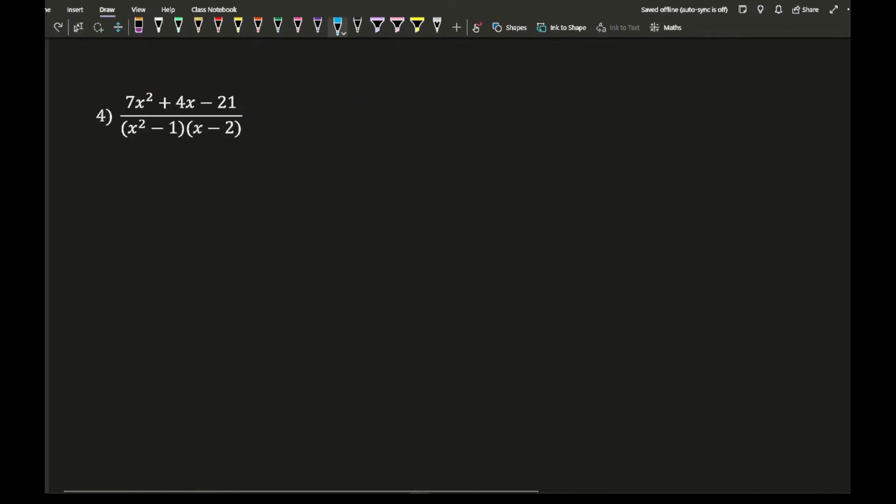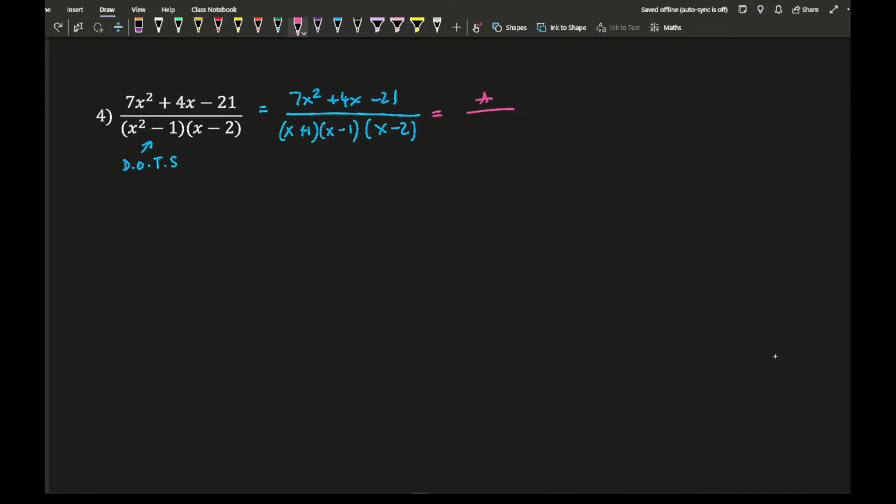Now in this last example you can see 2 brackets at face value, but one thing you should spot is that this is a difference of 2 squares. So this actually is going to be 7x squared plus 4x minus 21 all over x plus 1, x minus 1, and then x minus 2. So just be aware that sometimes, although it looks like it's got 2 brackets, actually it has 3. And I'm then going to write this as a over x plus 1 plus b over x minus 1 plus c over x minus 2.